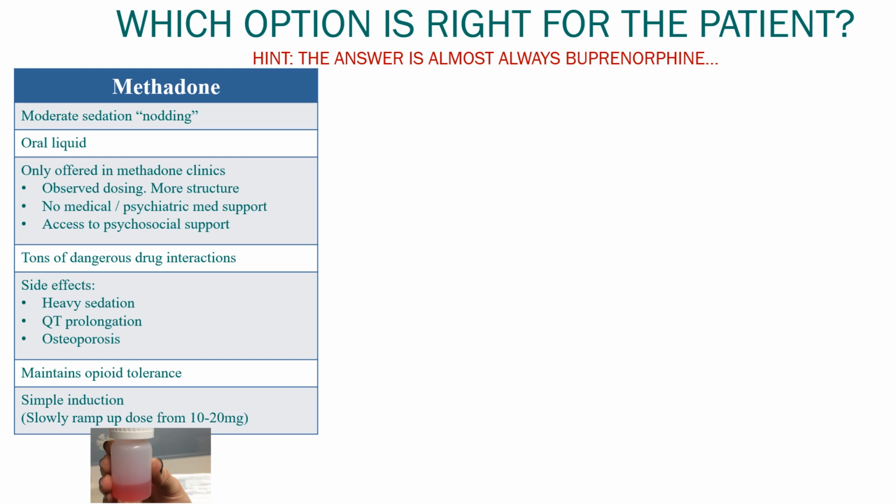It can be quite sedating. It can cause QT prolongation, which can lead to torsades. So if you're prescribing people multiple psychiatric medications that also prolong QT, you have to watch out for it. Methadone maintains opioid tolerance. So even if you stop using methadone, you're less likely to overdose because it keeps you at a higher tolerance. And people tend to slowly ramp up on the dose over time. It's administered in these methadone clinics in a bottle. It's often mixed with like Kool-Aid. Has a pinkish look to it.